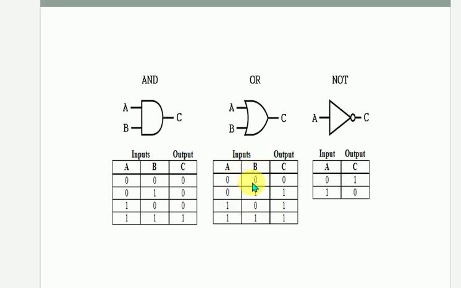If any of the variables A or B is 1, then the output will be 1. Suppose A and B are both 0, then the output is 0. If A and B are both 1, then the output will be 1.